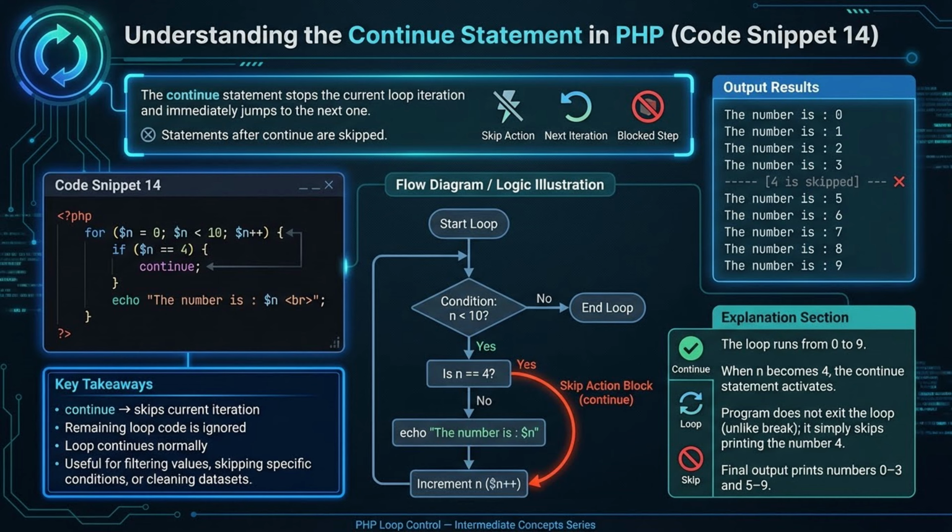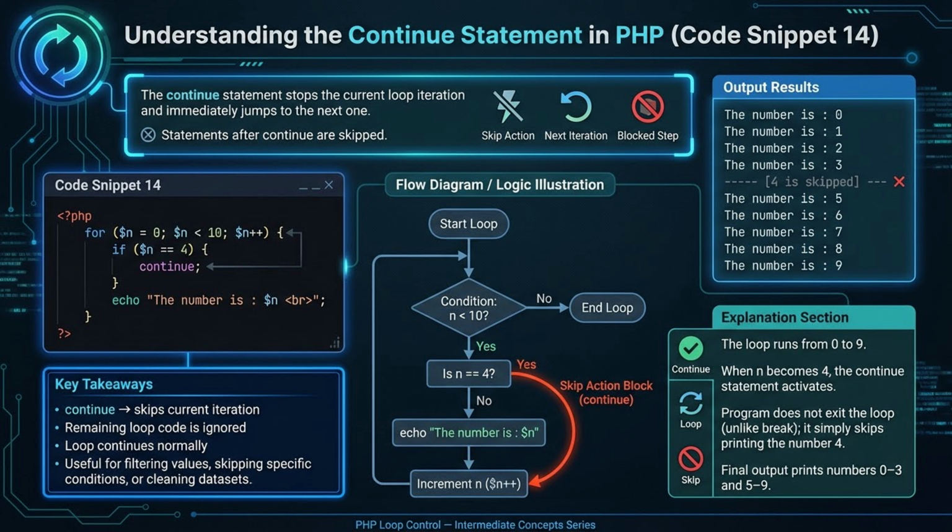First, the loop checks whether n is less than 10. If true, PHP then checks whether n equals 4. If n is not 4, the number is printed normally, but if n equals 4, the continue block is triggered, sending control directly to the increment stage, without running the print statement. The loop then repeats from the top, checking the condition again.